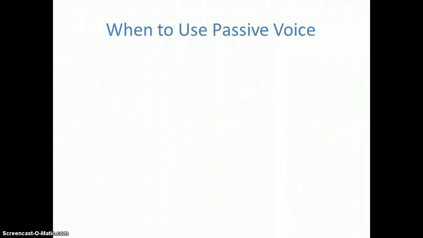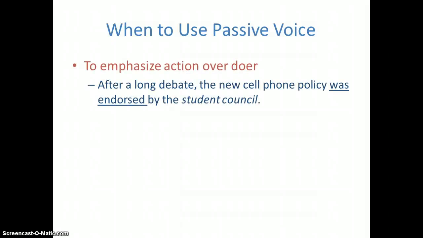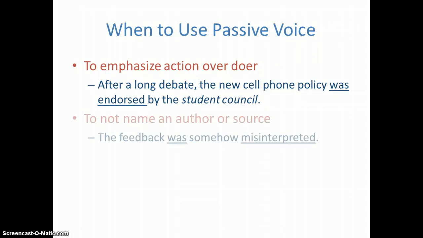Now, there are some times where passive voice is totally acceptable to use, and it's a stylistic move that a lot of writers make for specific reasons. Here are a few reasons why you might want to use passive voice. Because the action comes first, if you want to emphasize that action over the person doing the action, you might use passive voice. After a long debate, the new cell phone policy was endorsed by the student council. Here, maybe we want to emphasize that endorsement and not so much that the student council did it. So we might use passive voice here.